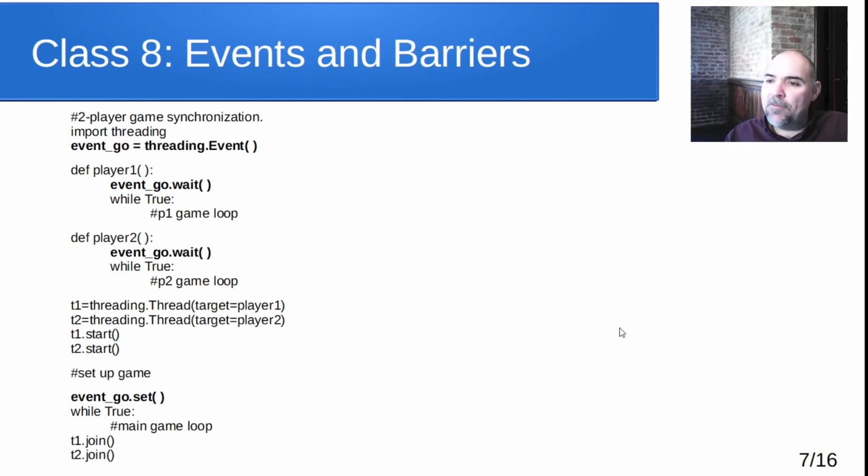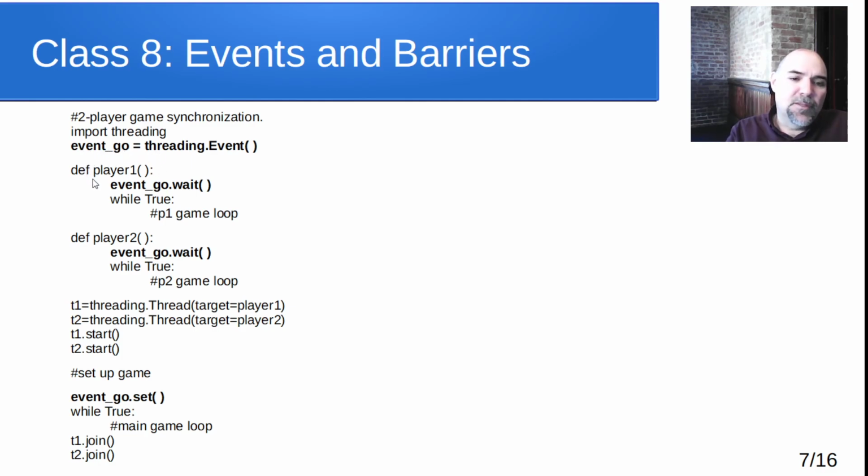All right, so here's a little bit of code. Now, obviously, this isn't a full game. There's no graphics in this. There's no game logic or anything like that. This is just to show you how it would work. But notice that here, I've got this event that I called event_go. So that's my go event.